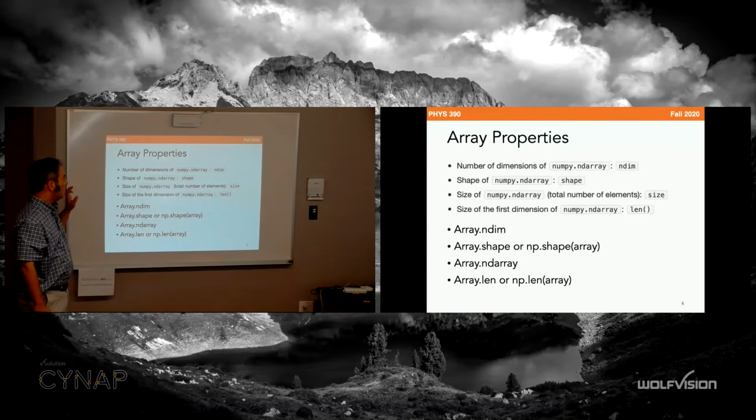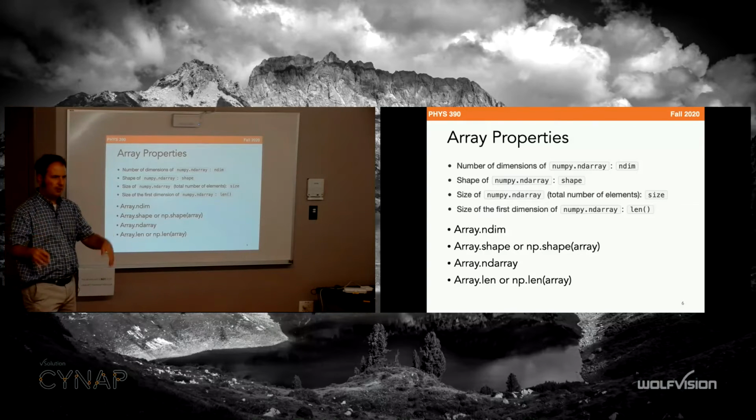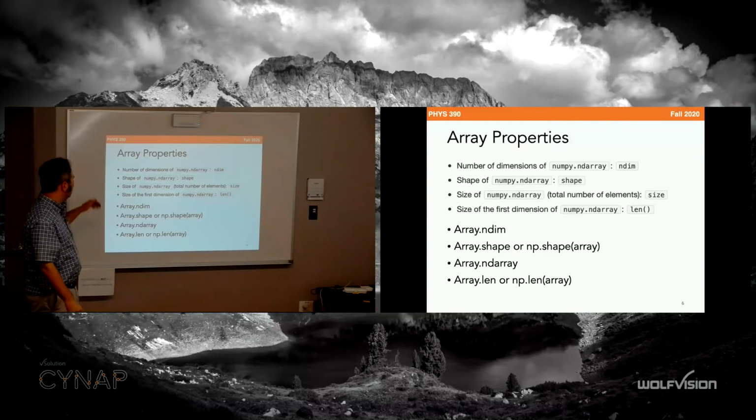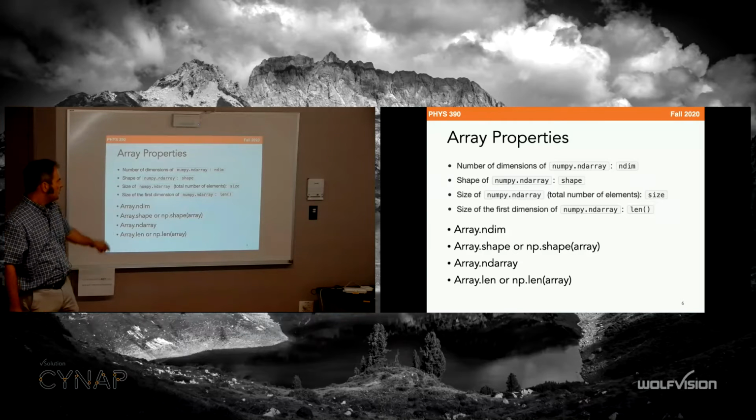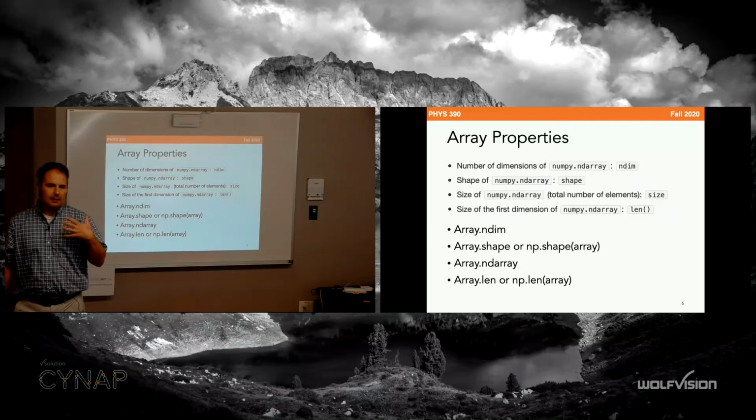So how do you get array properties? You get a wild array. You see this in your data file. I'm just going to go straight through. Well, I'm not going to edit the cicada out. So you can find the number of dimensions. You can find the shape of the array, the size of the array, and the size of the first dimension, for example. So we already encountered len as the length of a list.